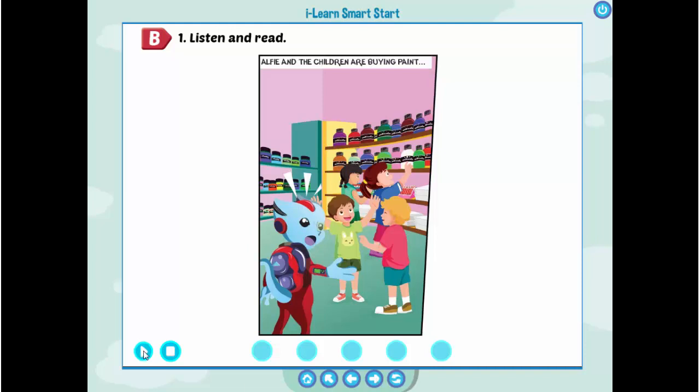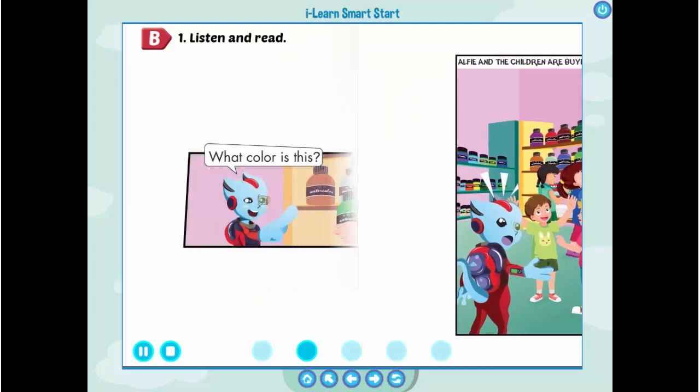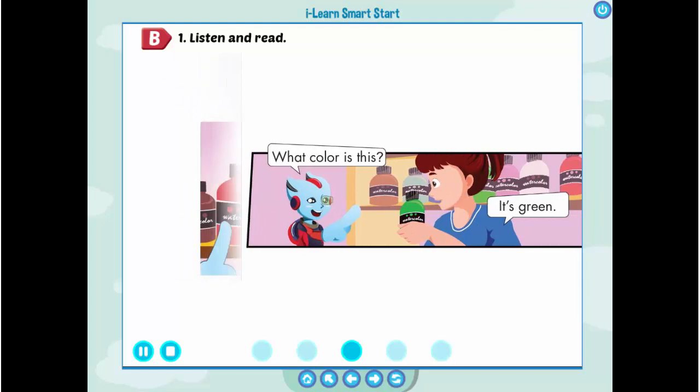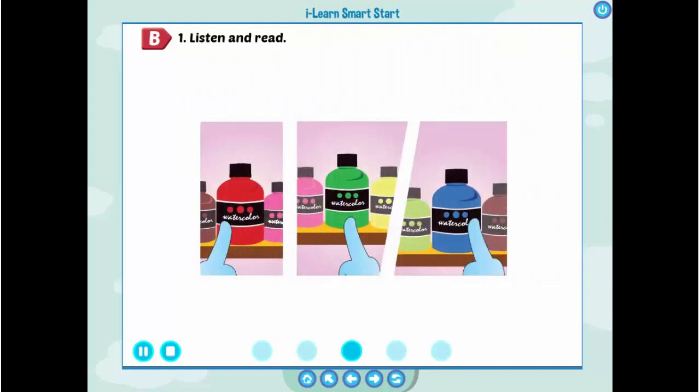B. 1. Listen and read. Alfie and the children are buying paint.